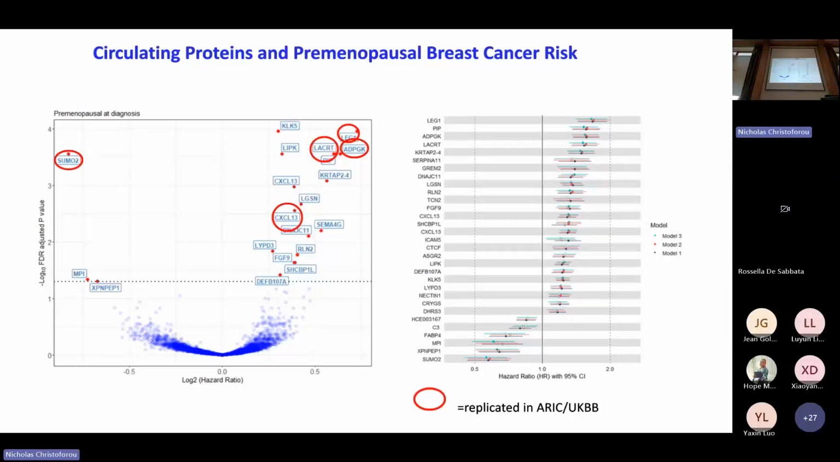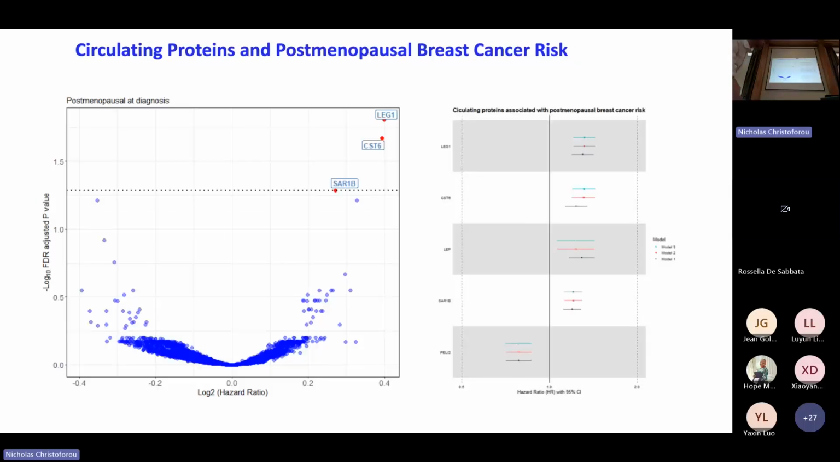Particularly this LEG1 hit, which we also found for postmenopausal breast cancer, comes up as a very strong positive risk factor. We saw far fewer hits for postmenopausal breast cancer compared to premenopausal breast cancer, which was quite surprising.